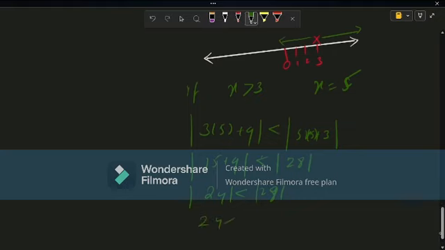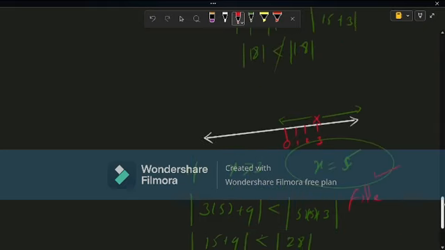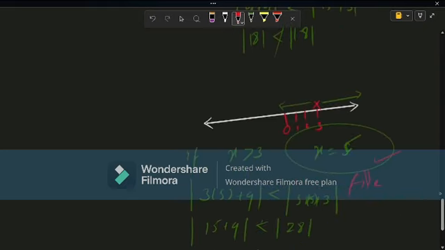It means that 24 is less than 28. Is it true? This is 100% true. It means that x is equals to 5 is choosable. It's fine. It works for me. Now let's check the other value. This portion is fine. That holds. Let's talk about the other portion that is toward the left.